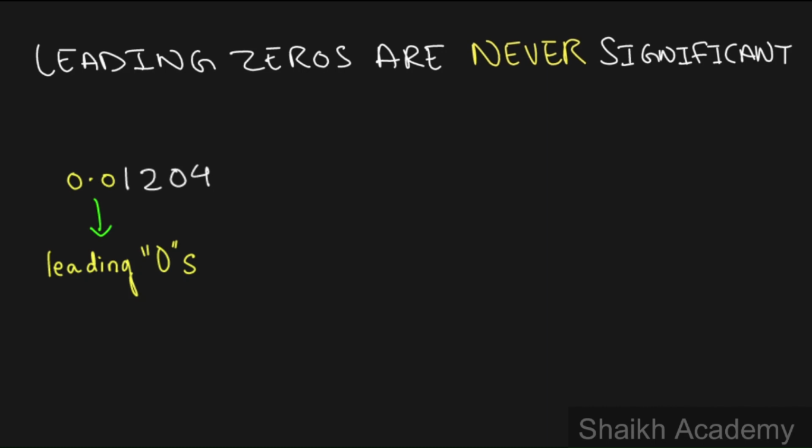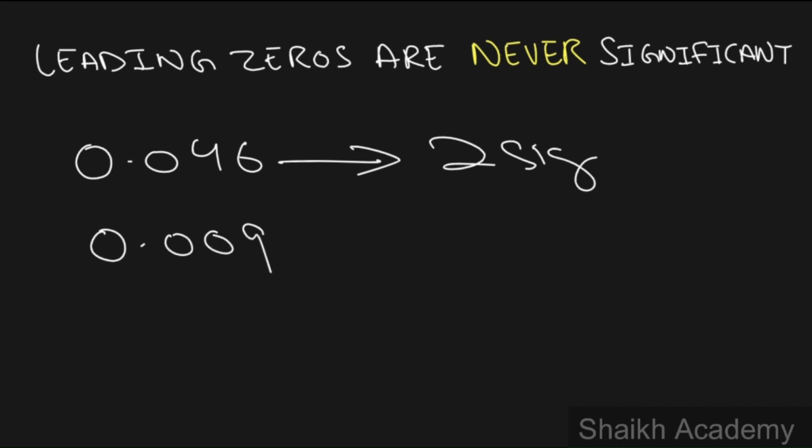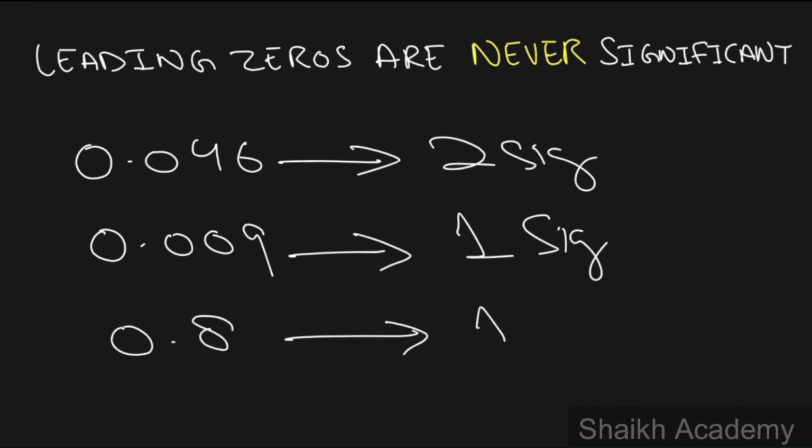Rule number 3. Leading zeros are never significant. They just indicate the position of a decimal point. For example, 0.046 is only 2 significant figures and 0.009 is only 1 significant figure and 0.8 is 1 significant figure.